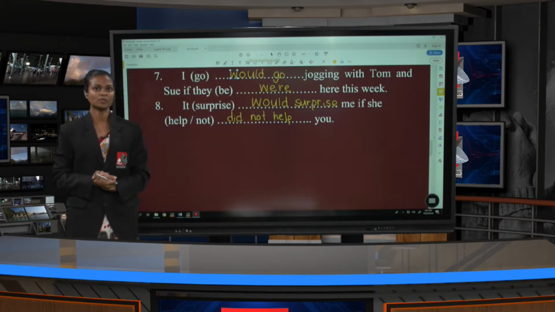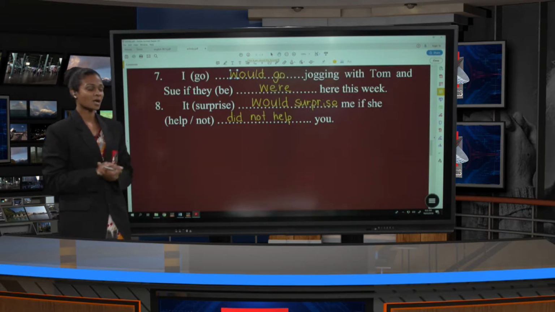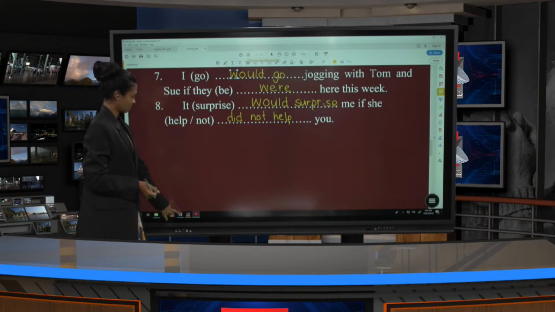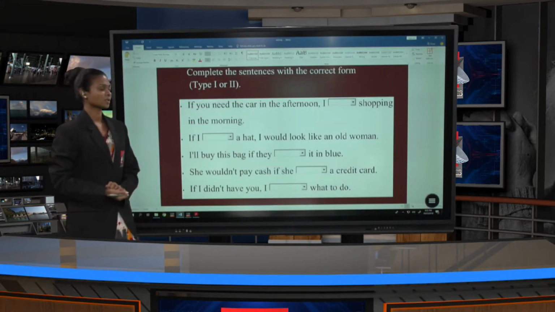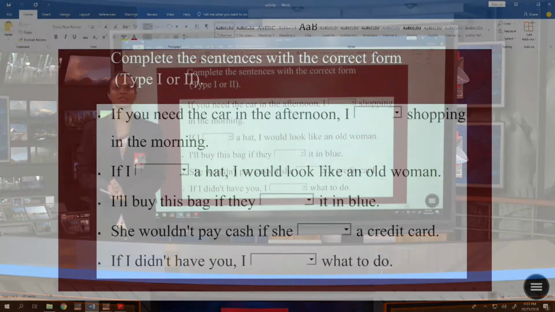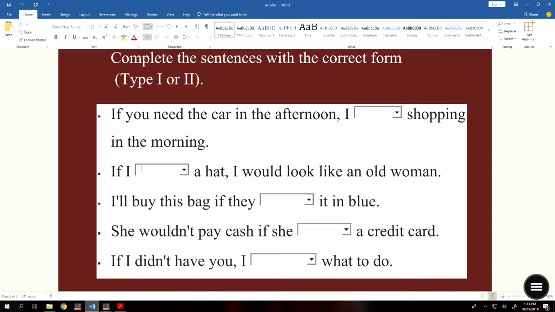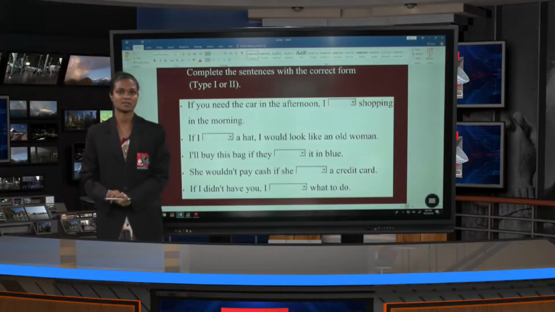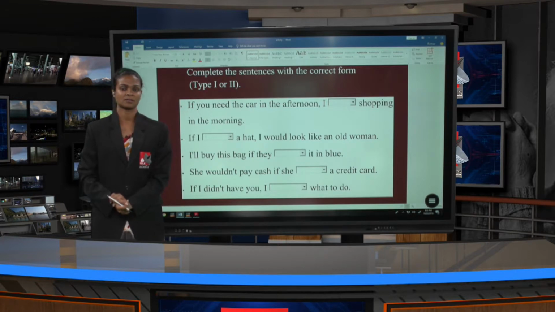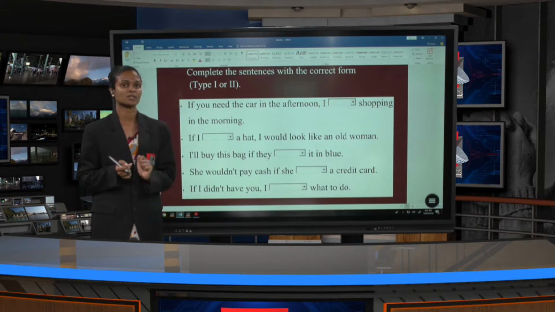Right. Then we will move to another mixed activity. Complete the sentences with the correct form, type 1 or type 2. It's mixed with both type 1 and type 2. Try to find the answers. There are 5 sentences. You may go through each sentence and try to get the answer.